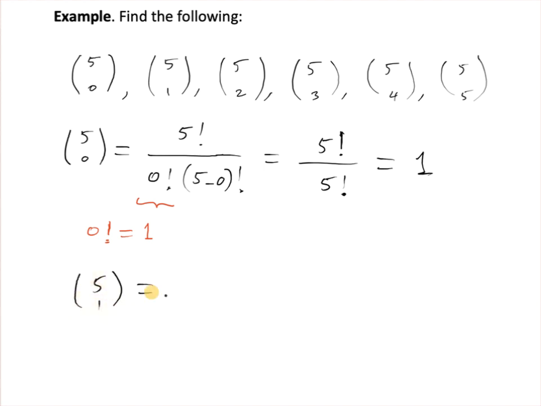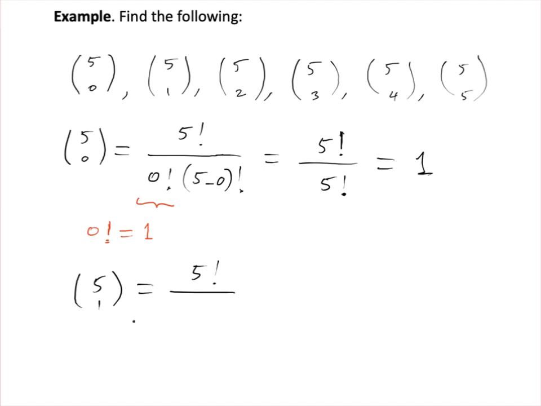5 choose 1. This too is easy to know. The answer is 5. Why? Because you have 5 objects and you're choosing one at a time. You can either choose the first object, the second, the third, and so on. So there are 5 ways. So the answer should equal 5.